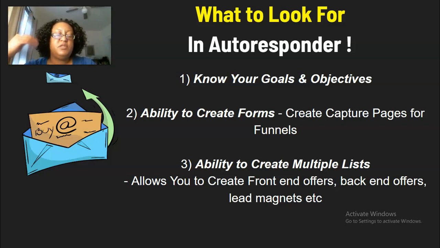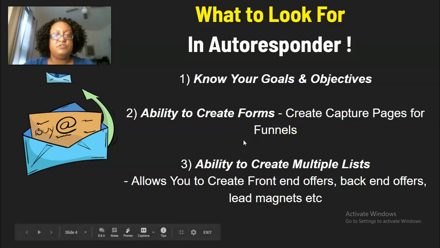The next thing is you want the ability to create multiple lists, because here's the thing: the average person who owns an online business has different things that they want to promote. So you need to be able to create multiple lists within your autoresponder service. That will allow you to do things like create front end offers. Maybe you have a little $7 offer or $24 offer, whatever, right? You can create a front end offer. You can create a high ticket back end offer. You can create lead magnets, upsells, downsells, all types of things like that. But you can only do that when you have the ability to create multiple lists. So you want to make sure that your autoresponder service allows you to do just that.